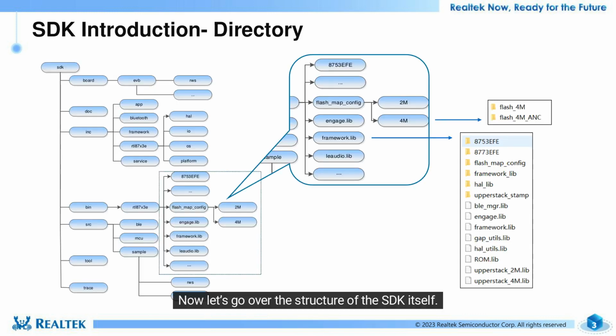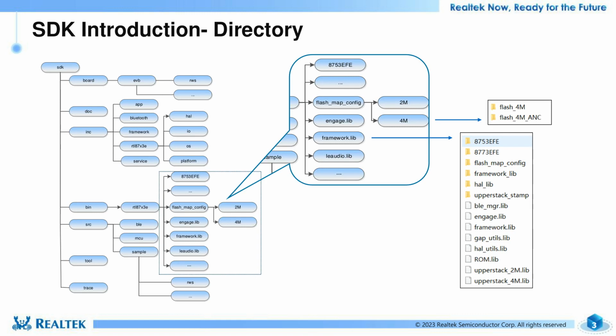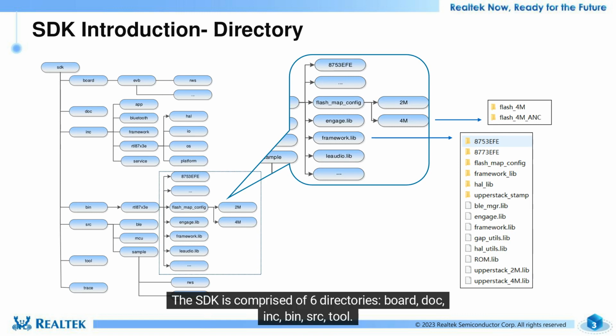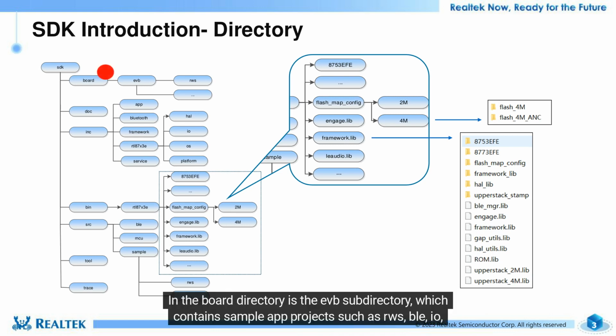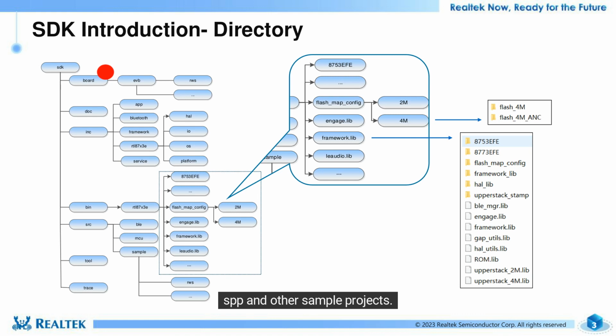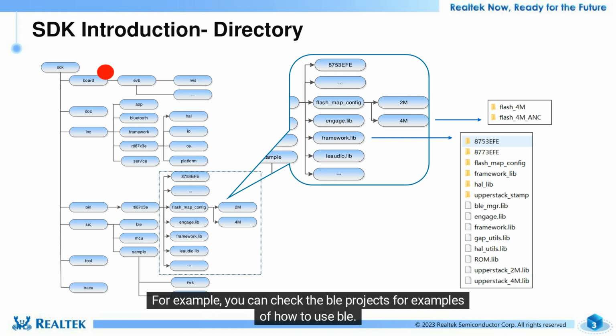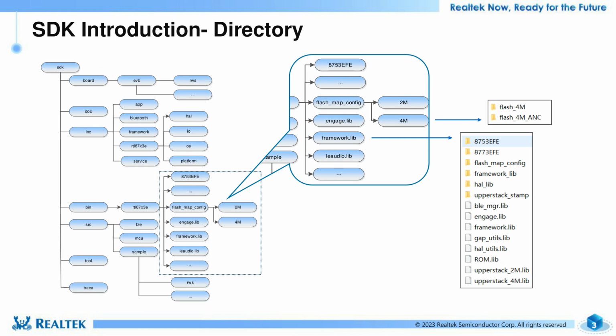Now let's go over the structure of the SDK itself. The SDK is comprised of 6 directories: board, doc, inc, bin, src, tool. In the board directory is the EVB subdirectory, which contains sample app projects such as RWS, BLE, IO, SPP, and other sample projects. For example, you can check the BLE projects for examples of how to use BLE.